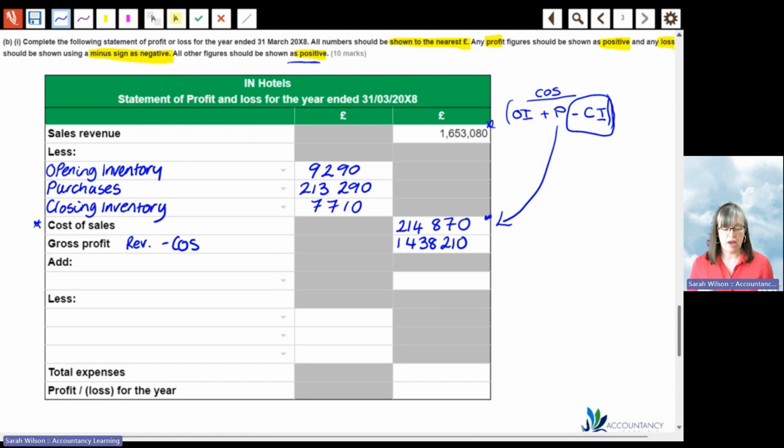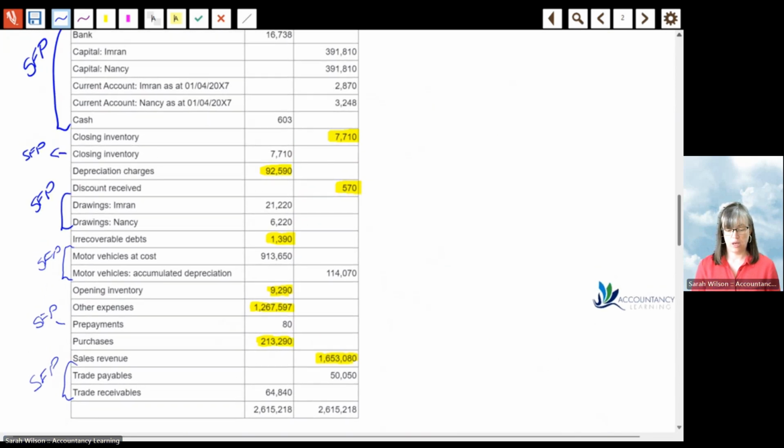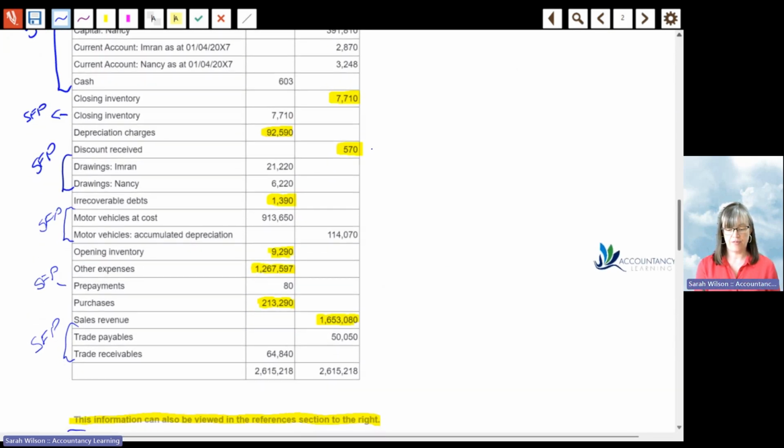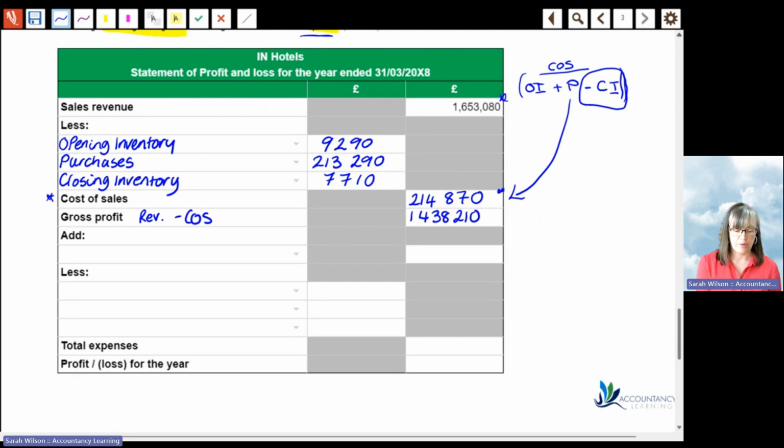Now, next we've got an add line. When we look back at our trial balance for our statement of profit or loss, we can see that we have some income here. When we've received a discount from a supplier, it's effectively a form of income to us. So we're going to add that to our statement of profit or loss. We're going to say discounts received, 570.